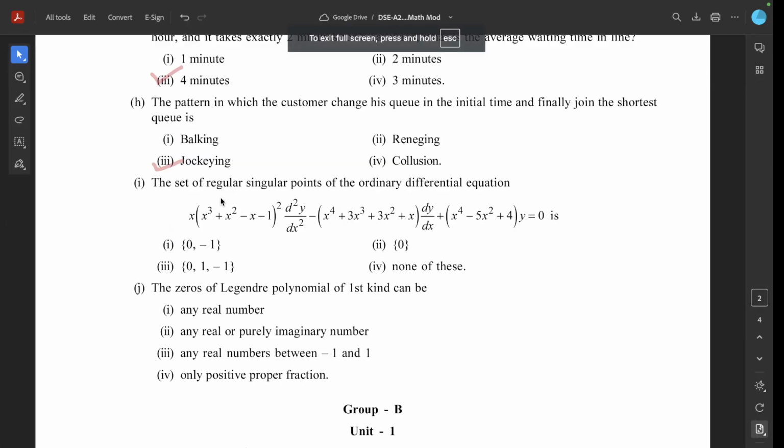Next question, I. The set of regular singular points of the ordinary differential equation is, the correct option is 2. The only 0, x equal to 0, is the regular singular point.